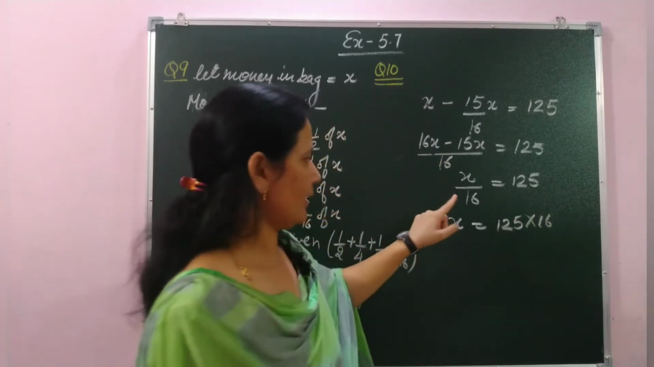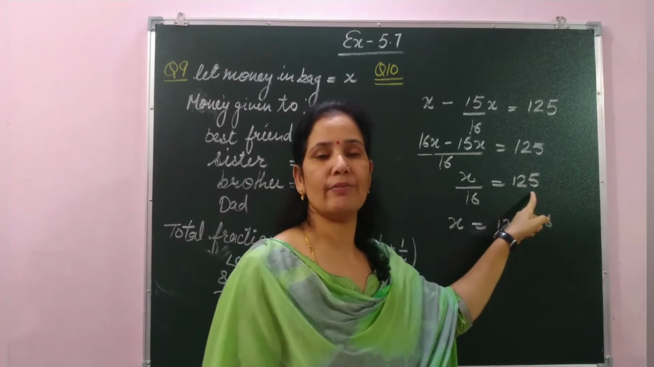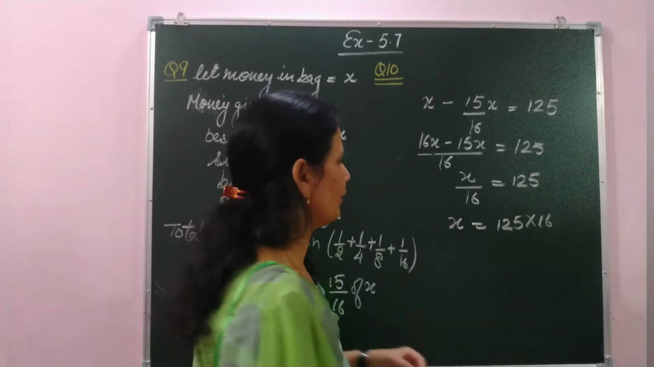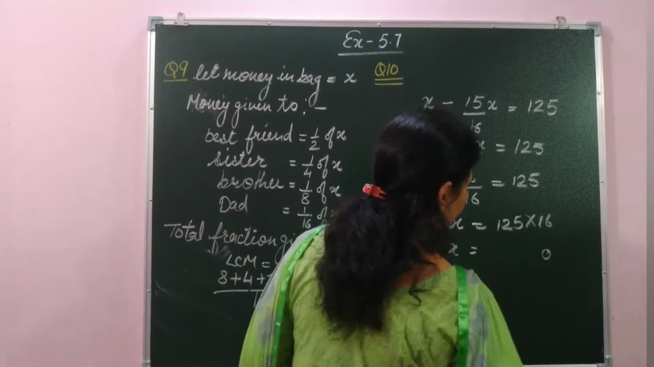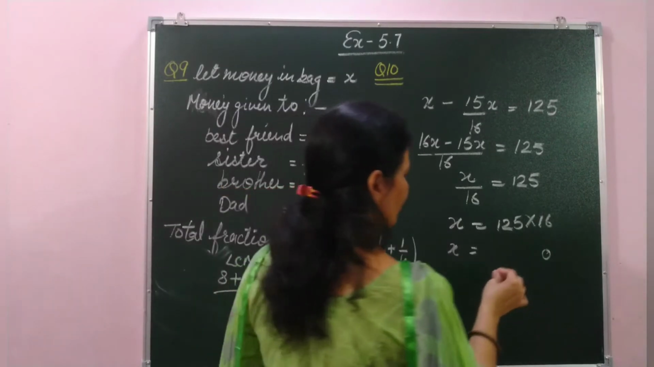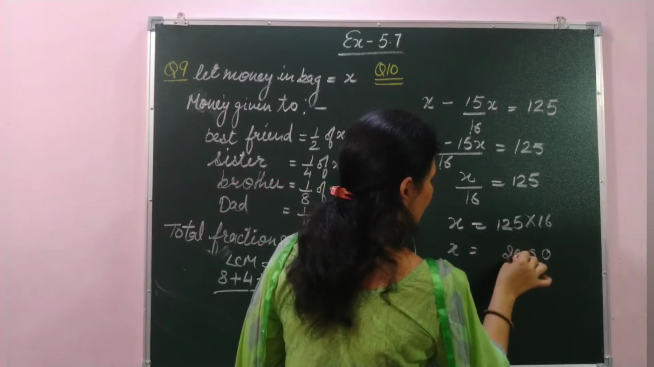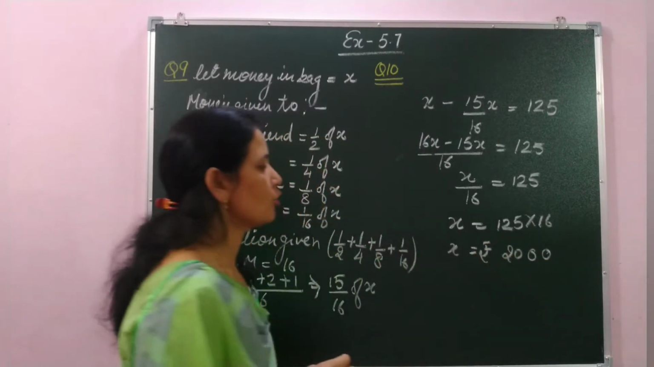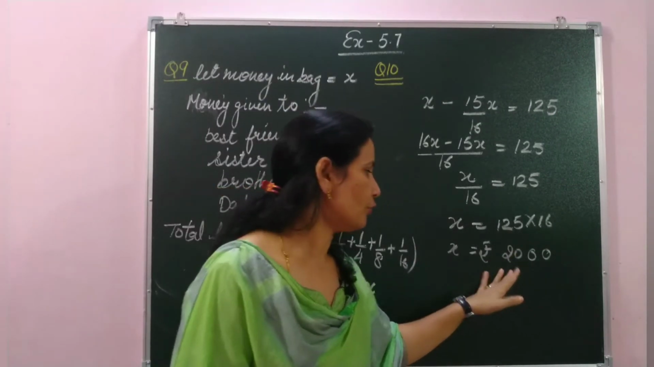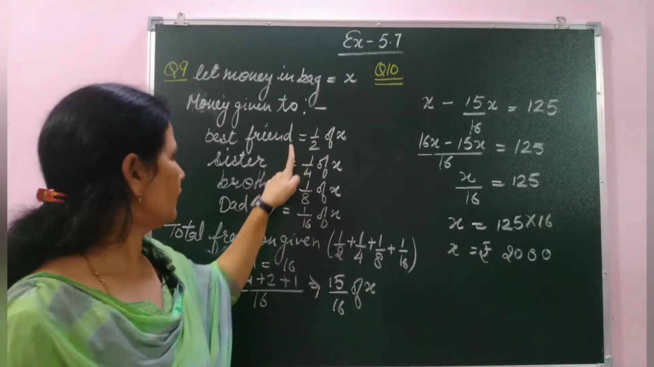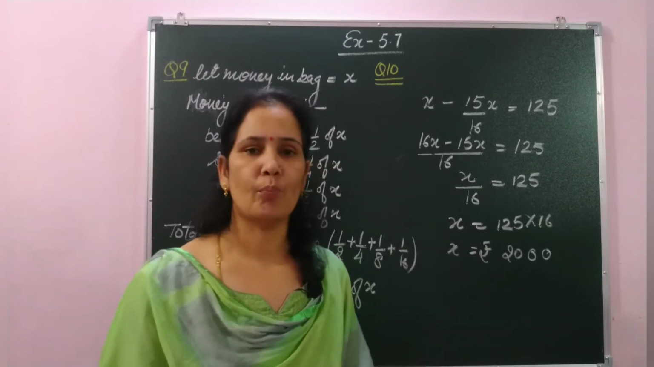How? Because if a number is divided on the left side of the equation, after moving to the right side, it will be multiplied. So 125 multiplied by 16: 16 fives are 80, 16 twos are 32 plus 8 is 40, then 16 ones are 16 plus 4 is 20. So how much money did she find in the bag? That is rupees 2000. So students, she found rupees 2000 in the bag, and out of 2000 she gave to her best friend, sister, brother and her father. Okay students, now move to the next question.